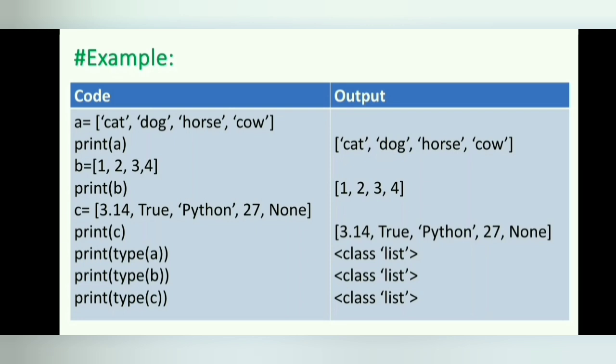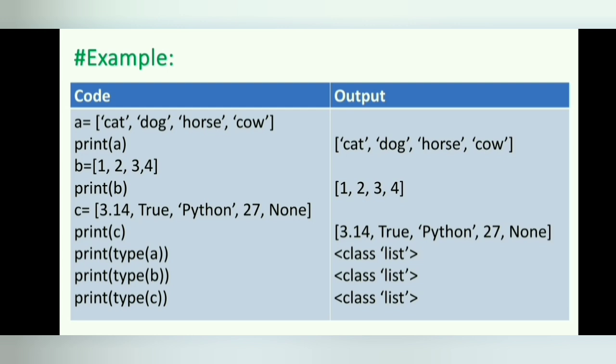To get a better understanding of the list, let's examine some examples of lists in Python. Example. In this example, a list containing string type values cat, dog, horse, cow is assigned to the variable a. The variable a is assigned only one value, the list value, but the list value itself contains other values.